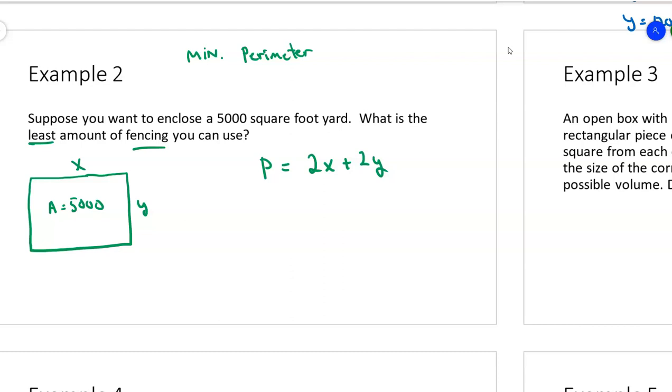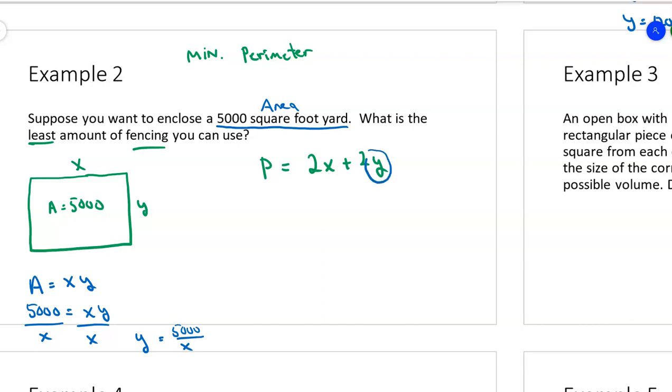Well, there's one piece of information I haven't used yet. If you get to the point where you're not quite sure where to look, look for the information you haven't used yet. So in this case, the information I haven't used yet is that the area is 5,000. So I calculate area by doing length times width. If the area is 5,000, then 5,000 equals xy. Divide both sides by x. So I get an equation that says y is equal to 5,000 divided by x. And now I can replace this y with a 5,000 divided by x.